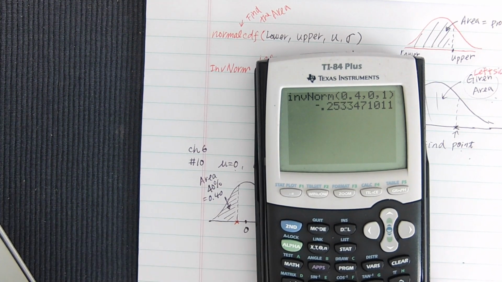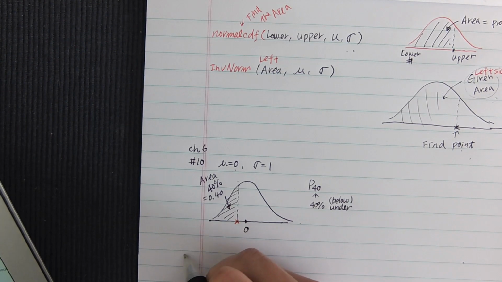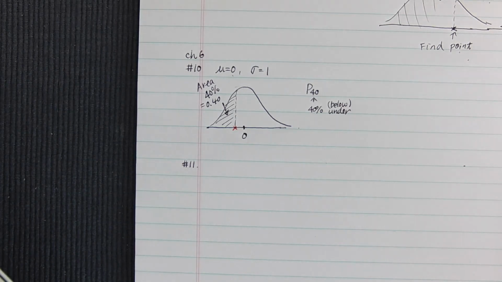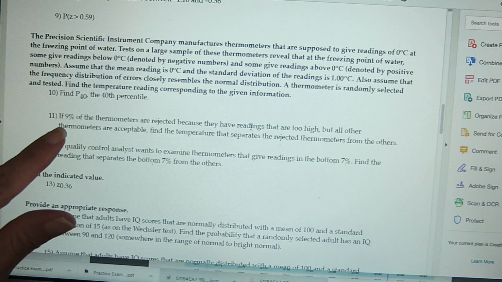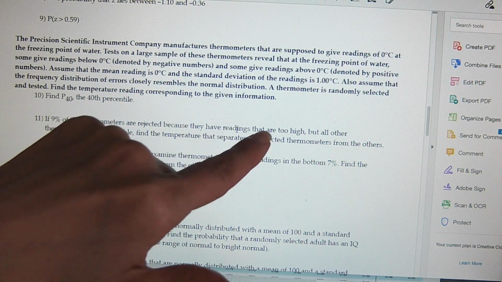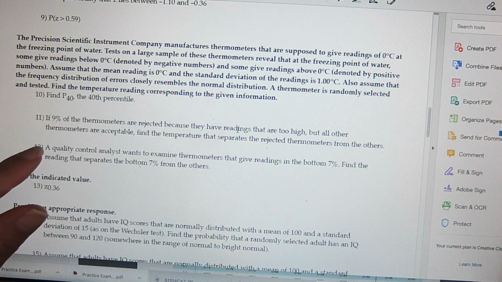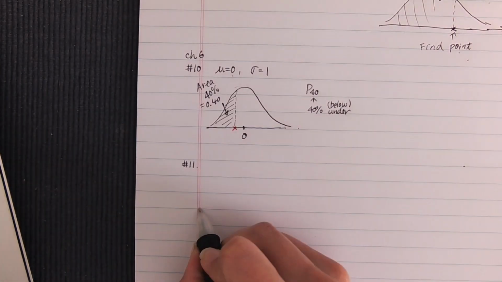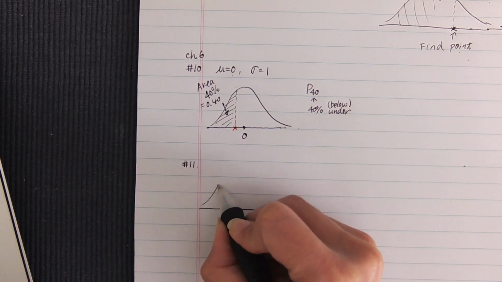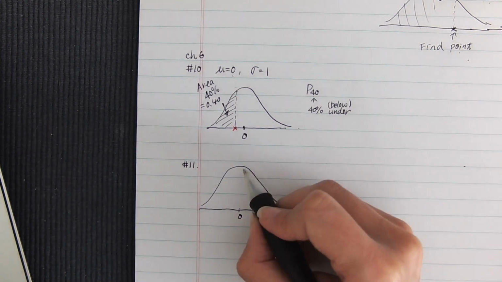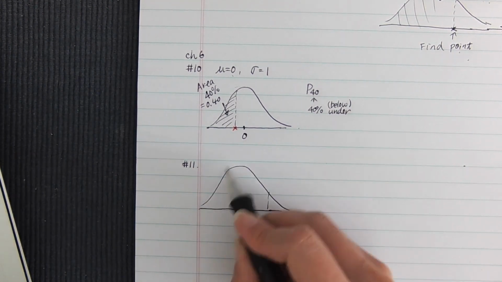So look at the next question, number 11. You guys good? So look at it. It's the same question. Now 9% are rejected, so they are reading too high. 9% above is too high. So here's the bell shape. Here is the center. Again, here's 100%.